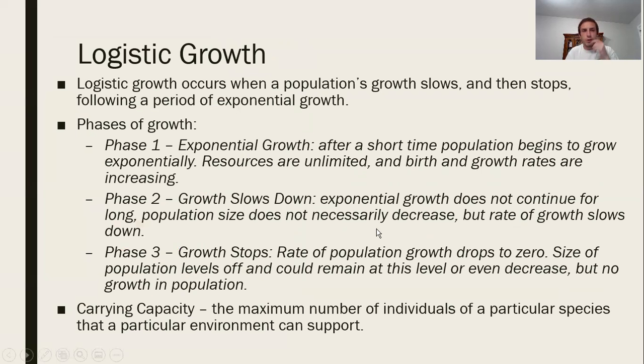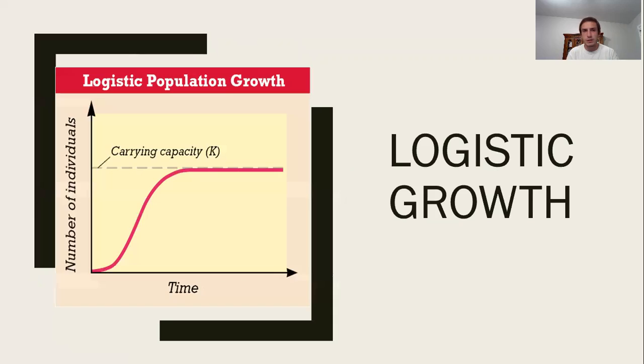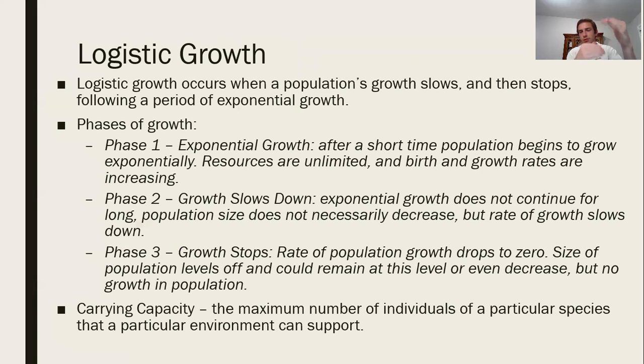Moving on to logistic growth. This is much more realistic in nature. This is what happens when a population grows exponentially, and then it starts to slow down and eventually it'll stop. There's 3 phases, and I know this is a lot to write, and I'm having you write all of it, but I've given you 2 separate slides. There's not actually 2 separate slides, but you can use both of those to fill in for this information.